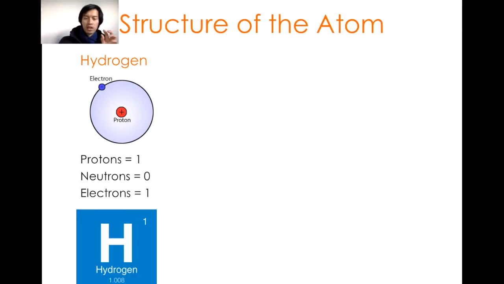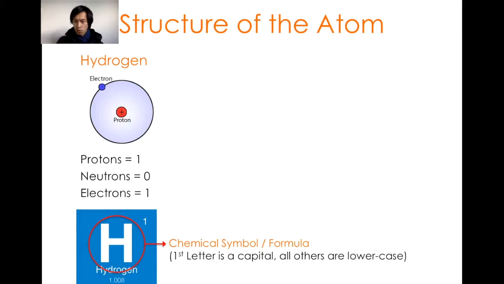Now, the numbers can change in terms of where they are positioned, but at the end of the day, there are a few key things in the periodic table that you should always recognize. The first is the big symbol. Hydrogen is represented by the capital letter H, and that is what we call the chemical symbol or the chemical formula.